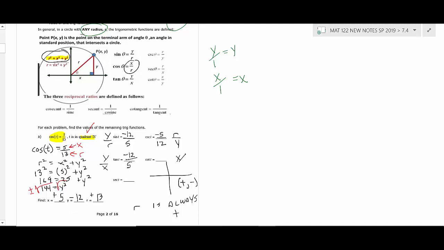Cotangent is x over y, the reciprocal, so that's going to be negative 5 over 12. And then finally, the secant is r over x, so that would be 13 over 5. That's just the reciprocal of the cosine, so if the cosine's 5/13, the secant is that.